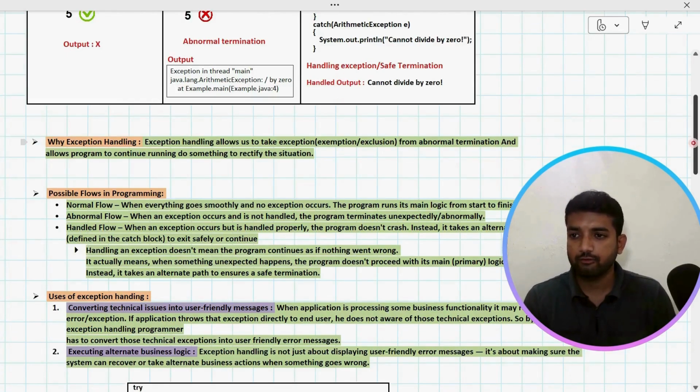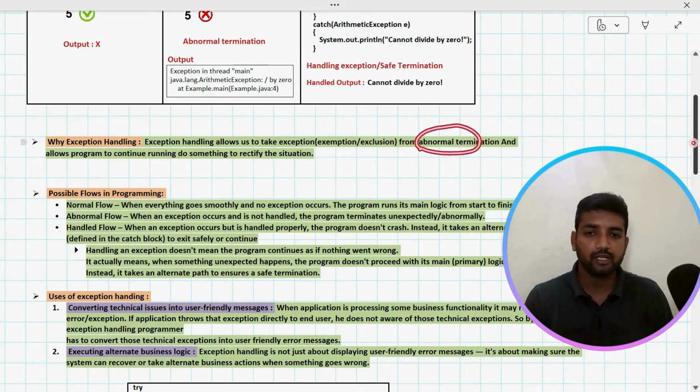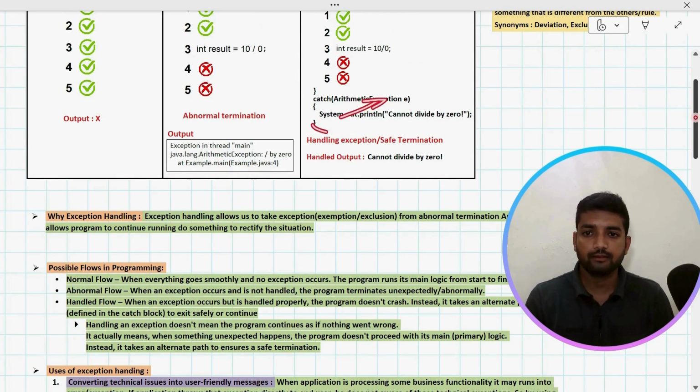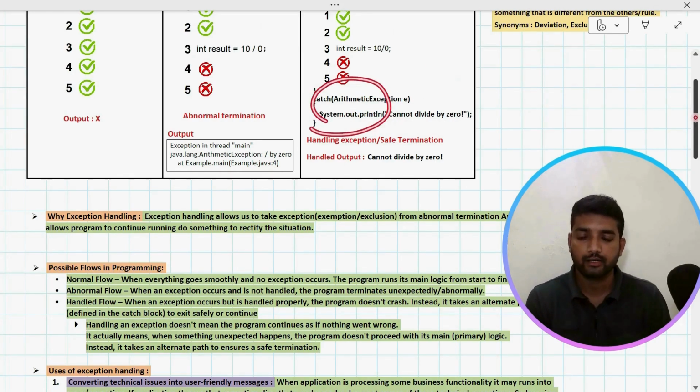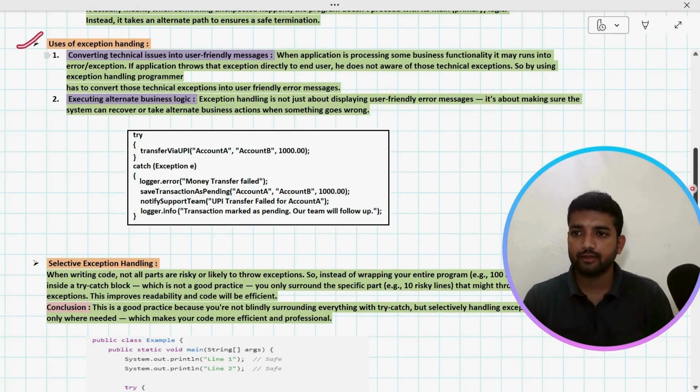Now, let's understand why exception handling. Exception handling allows us to take an exemption or exclusion from abnormal termination. This abnormal termination is not recommended, right? That is why by using exception handling, we are taking exemption from it. And this allows the program to continue running and do something to rectify the situation. When we run into an exception, we take some alternate path. This alternate path we can use for friendly messages, or to write some business logic also.